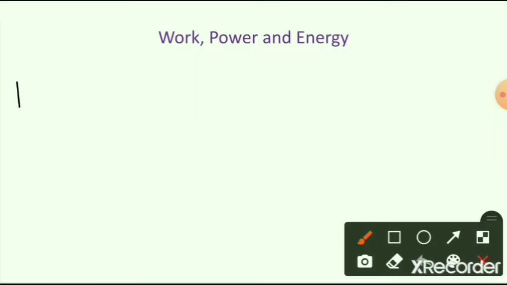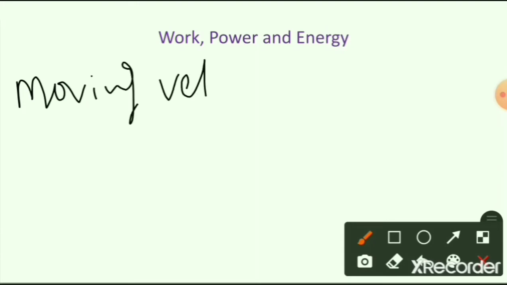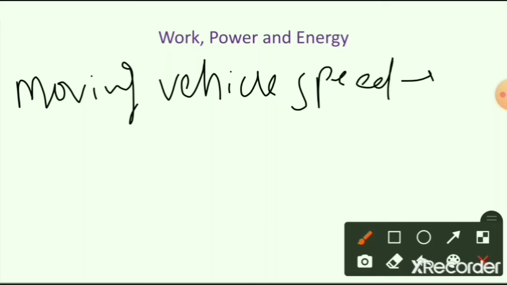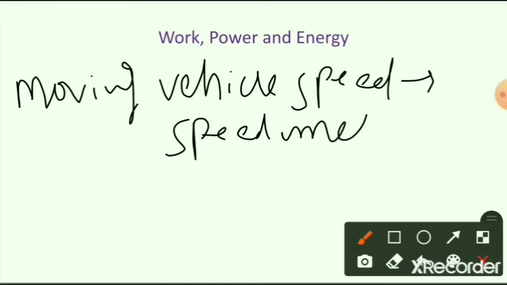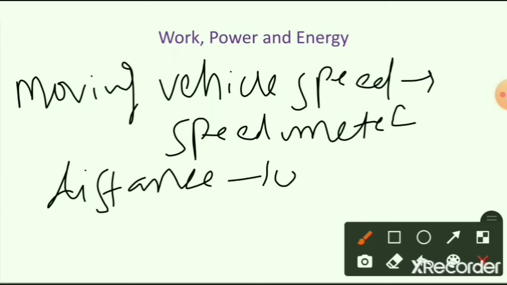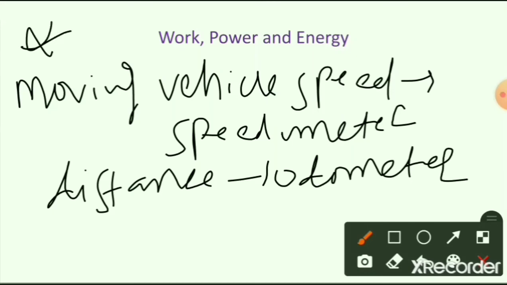Moving vehicle speed is measured using a speedometer. Moving vehicle distance is measured by an odometer. These are very very important. Moving vehicle speed is the speedometer, distance is the odometer.